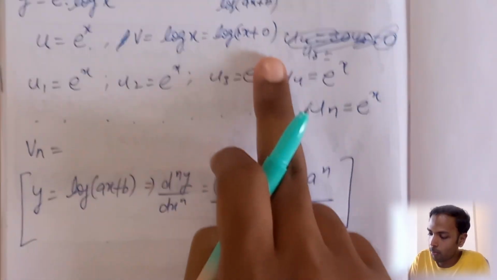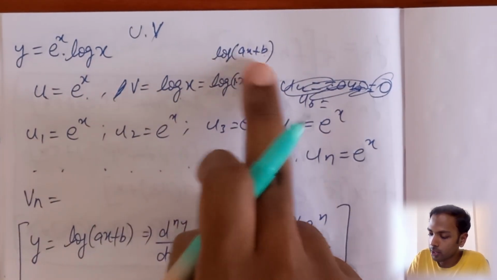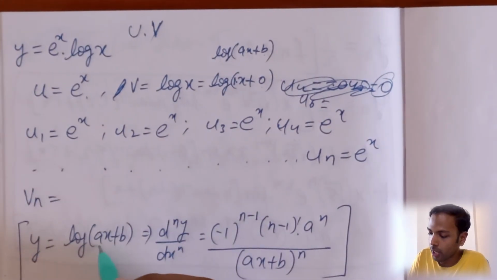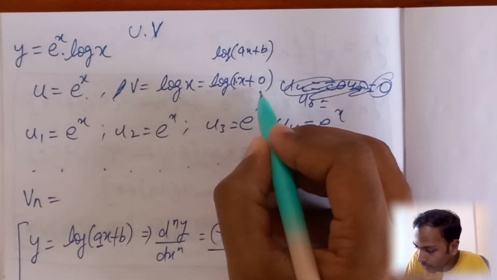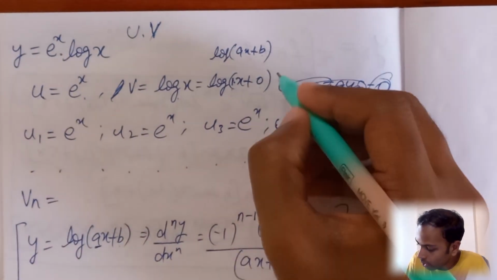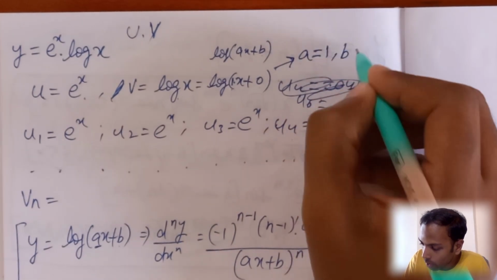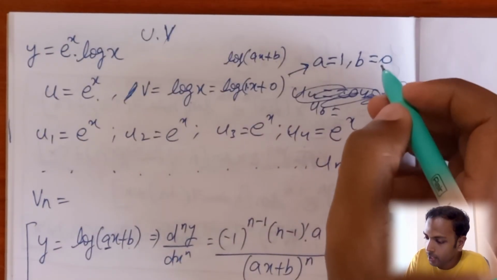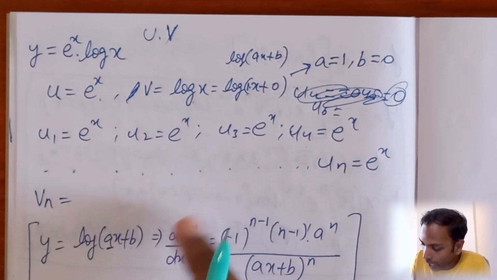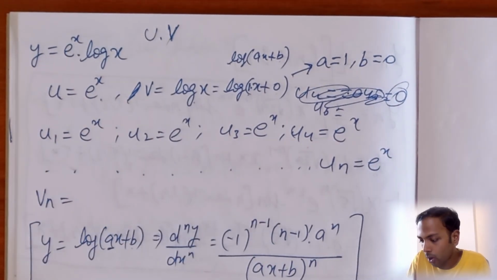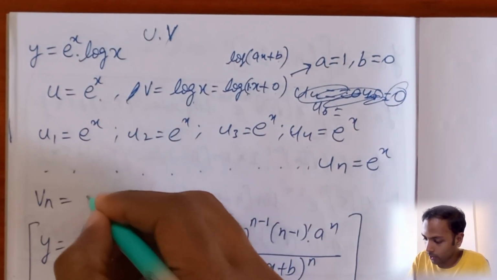Okay, this is the formula that we are going to apply here to find Vn, because v is in the form of log(ax + b). In the place of a we have 1, in the place of b we have 0. So a is 1, and b is 0. Let's put a and b in this formula and find the nth derivative of log x. A is 1, b is 0, so just put that wherever it appears.